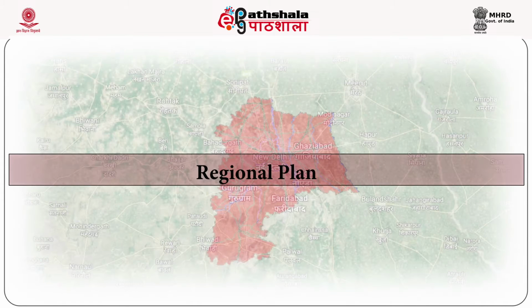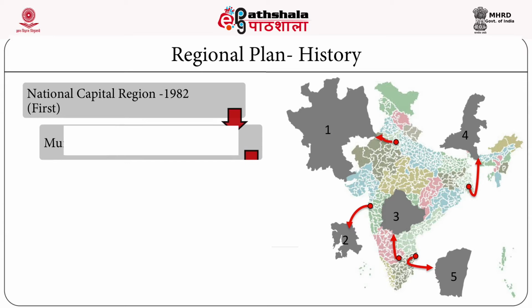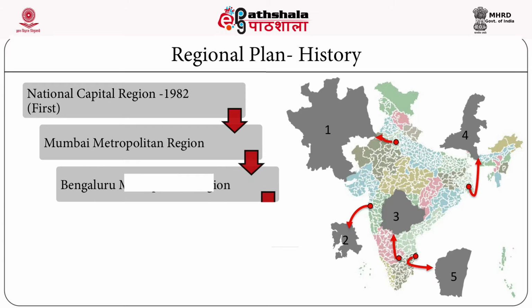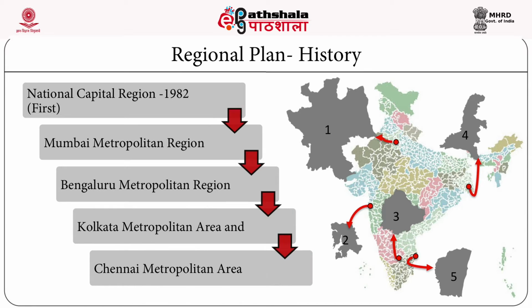So now coming to the regional plan, there have been many regional plans in our country. The first regional plan in our country was the National Capital Region plan, that is for Delhi in 1982, followed by the Mumbai Metropolitan Region plan, then the Bengaluru Metropolitan Region plan, the Kolkata Metropolitan Area plan, and the Chennai Metropolitan Area plan.